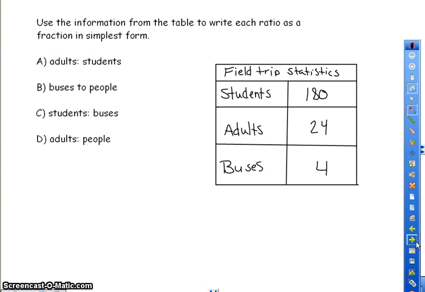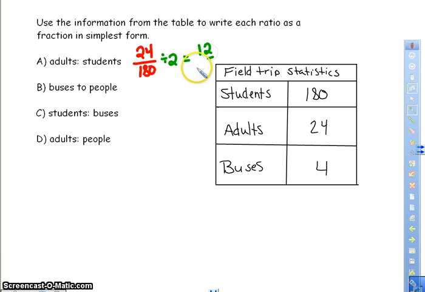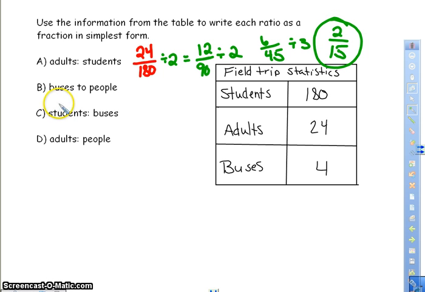All right, so it says use the information from the table to write each ratio as a fraction in simplest form. Okay, so we're going to compare adults to students. So there are 24 adults over 180 students, and we're going to simplify it. So we know we can divide by 2, and we get 12/90, and we can divide again by 2 and get 6/45. I can actually divide by 3 again and get 2/15. So there are 2 adults to every 15 students.